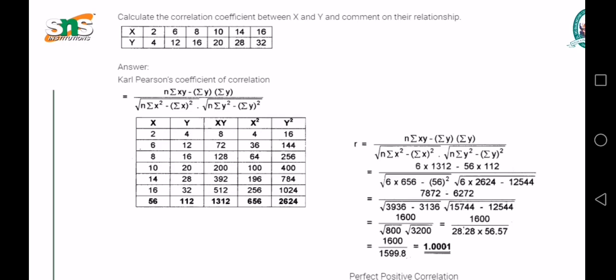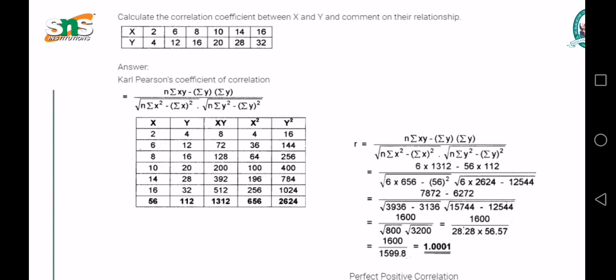First we write the correlation coefficient formula: n into summation of xy minus summation of x into summation of y, divided by root of n into summation of x square minus summation of x the whole square, into root of n into summation of y square minus summation of y the whole square. First we write x: 2, 6, 8, 10, 12, 14, 16. The total value is 56. Then next we write y: 4, 12, 16, 20, 28, 32. Summation of y is 112.